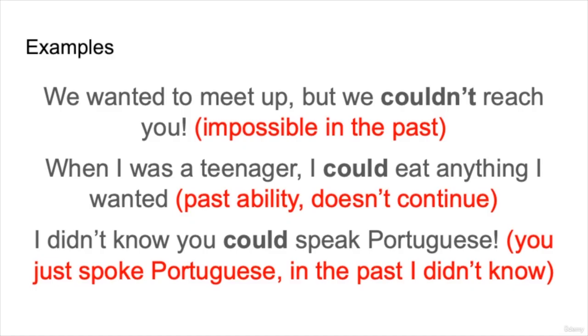So for the first one, we wanted to meet up, but we couldn't reach you, describes something impossible in the past. So in the present, this would mean we can't reach you by phone, but in the past, we couldn't reach you by phone. When I was a teenager, I could eat anything I wanted. This refers to a past ability that does not continue to the present.